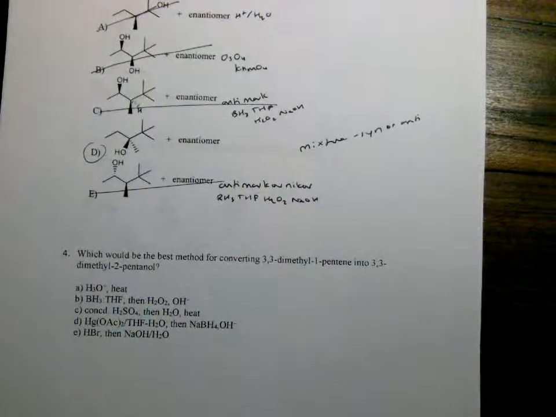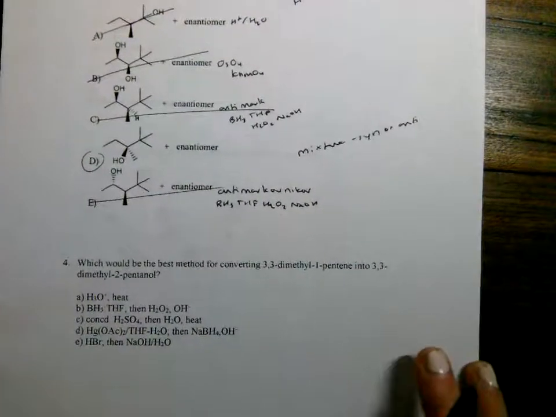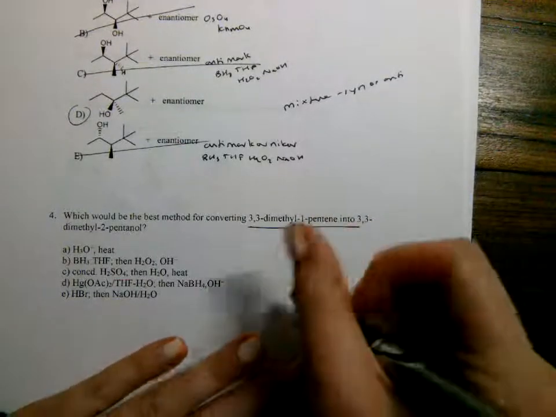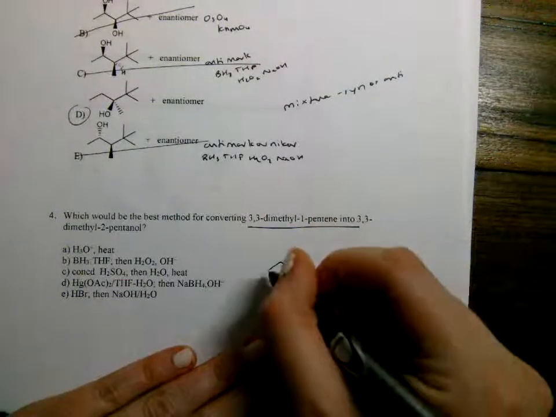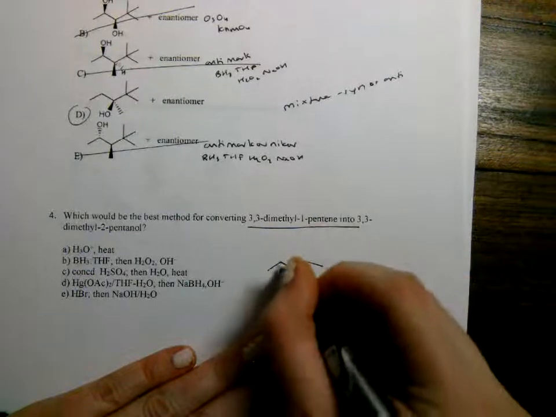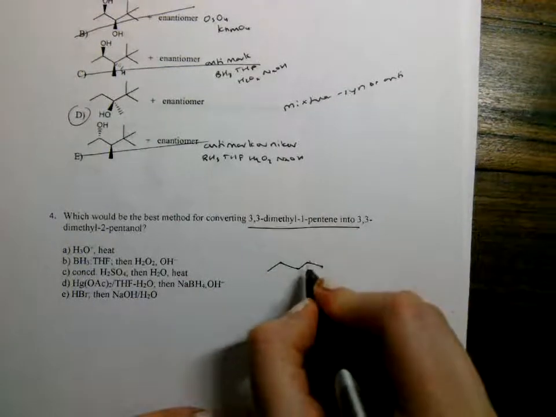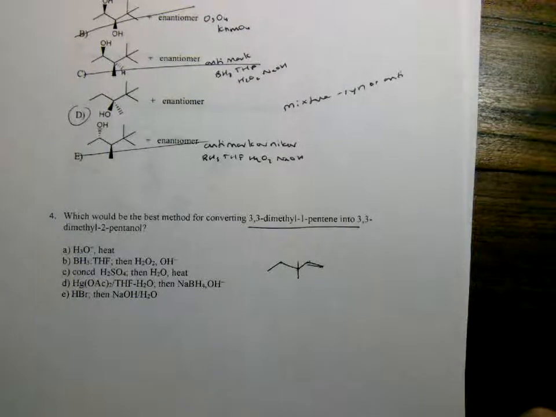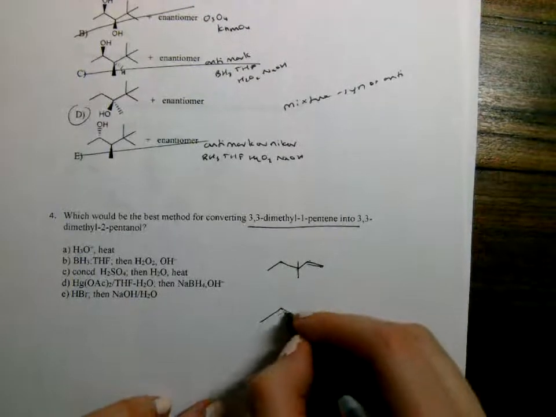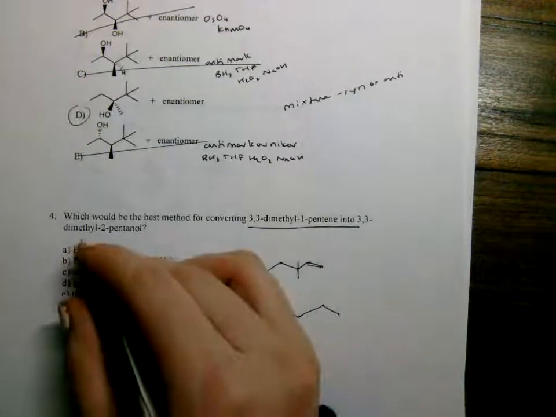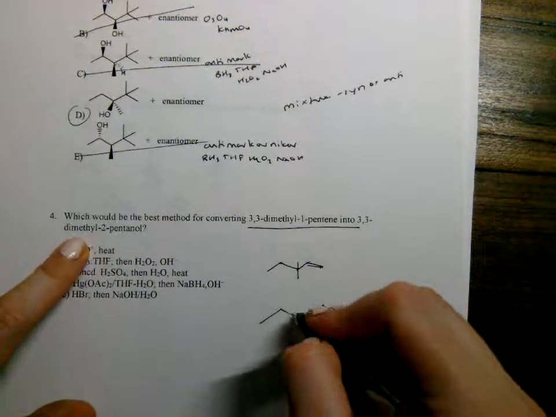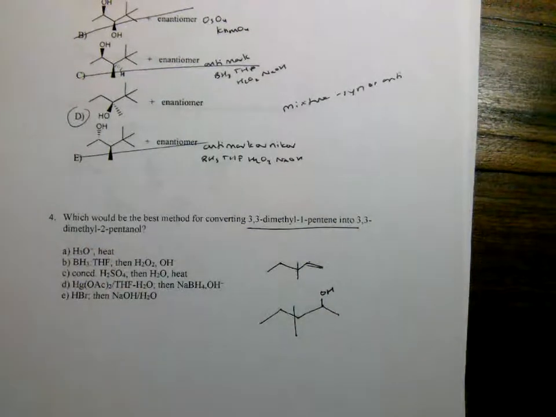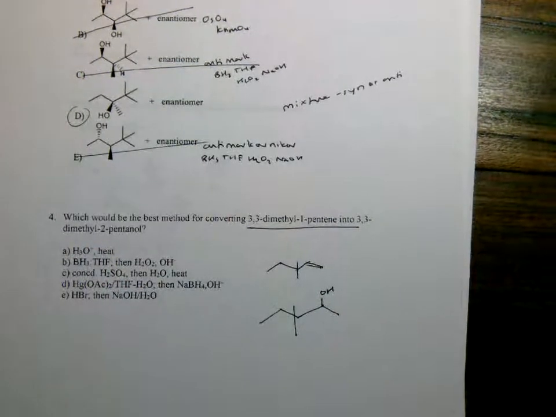Okay, next question. Which would be the best method for converting 3,3-dimethyl? Okay, when I see something like this, I'm like, no, I can't do it. So immediately I draw 1, 2, 3, 4, 5, 1 pentene, so 1, 2, 3, and then 3,3-dimethyl into 3,3-dimethyl 2-pentanol.